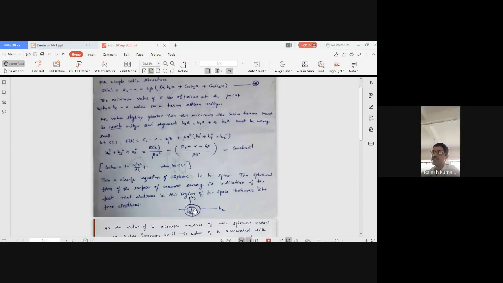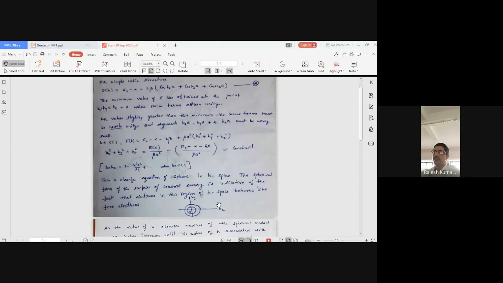If the Fermi surface is a sphere, then the electrons present inside the sphere behave like free electrons. That means under the approximation ka much less than 1, we get the spherical shape, and the electrons which satisfy this condition behave like perfectly free electrons. That is the meaning of that. We have drawn a circle in 2 dimensions, but in 3 dimensions it is a sphere.